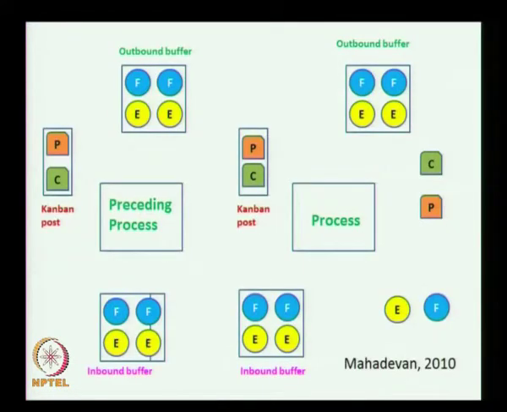So, what happens is a full container comes here from here along with the C Kanban, and an empty container goes from here to this one along with the P Kanban. So, automatically now here you have some P Kanbans and some empty containers. So, the process can be triggered in the preceding process. This way the whole activity moves from right to left.